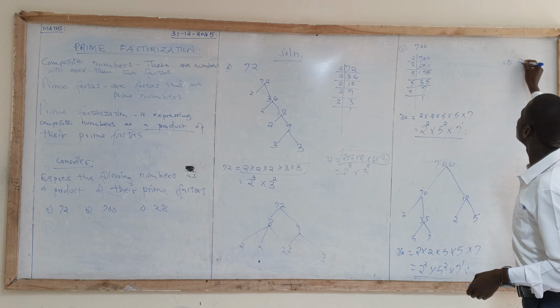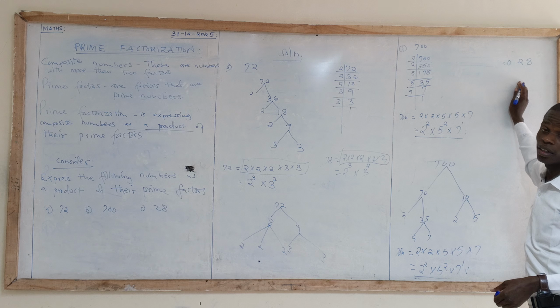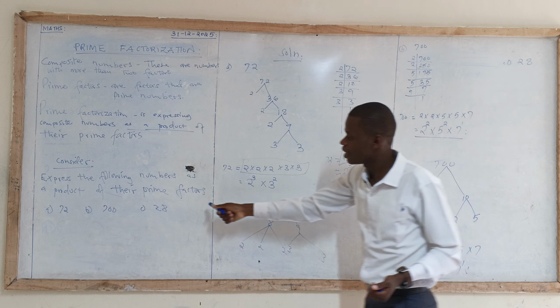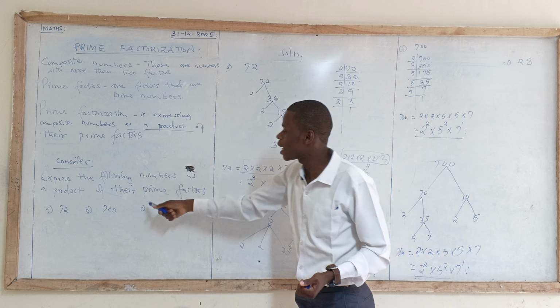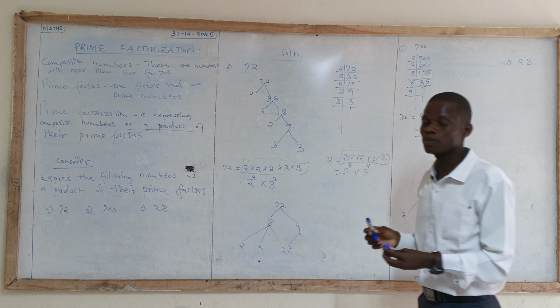Now, C, we have 28. Guys, can you just do this? Express for me 28 as a product of its prime factors.